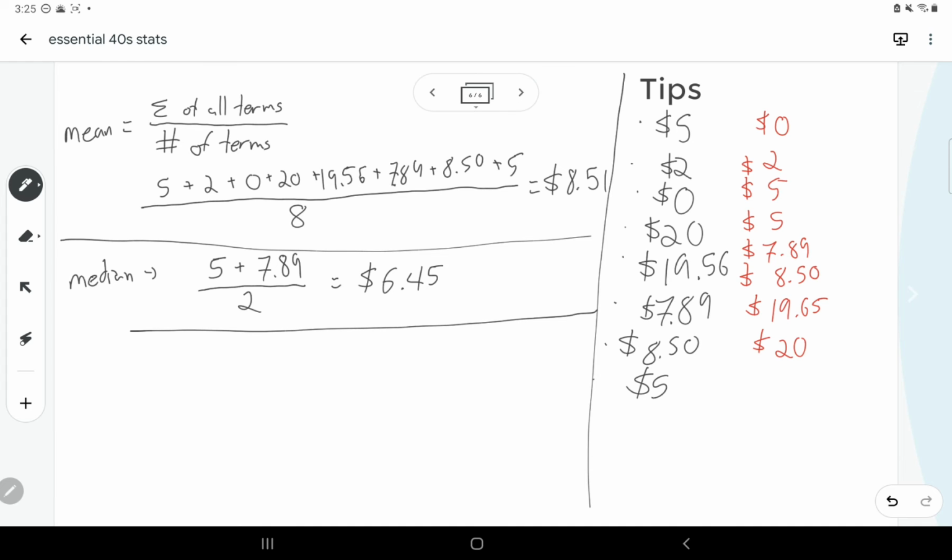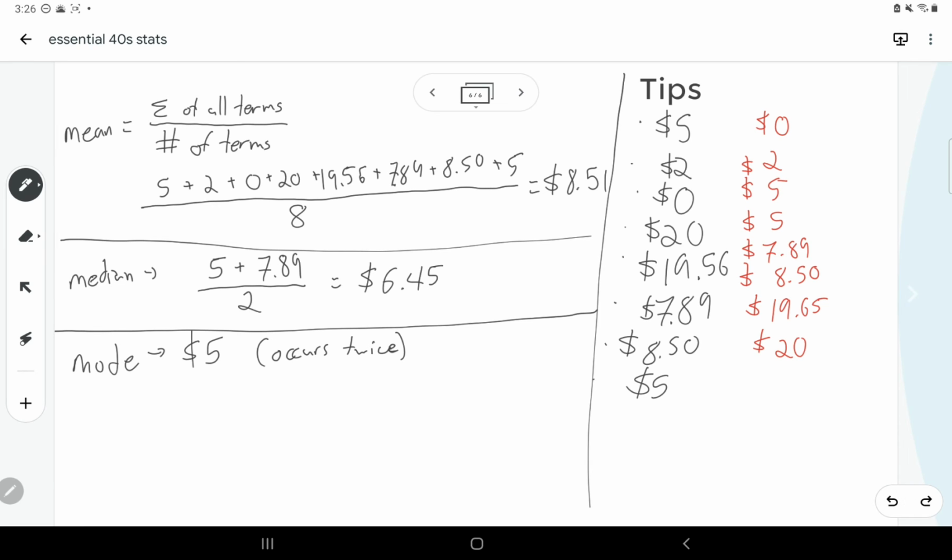And finally, our mode, we need just the most common number. If we look at our list here, 0 occurs once, 2 occurs once, 5 occurs twice, and all of these values only occur once. So our mode must be 5 then, since it is the only value that occurs more than once. It occurs the most. So $5 occurs twice, right? If you were doing an assignment, this would not be expected. You would not have to tell me how many times it occurred unless the question asked for it. I'm just doing it for clarity.